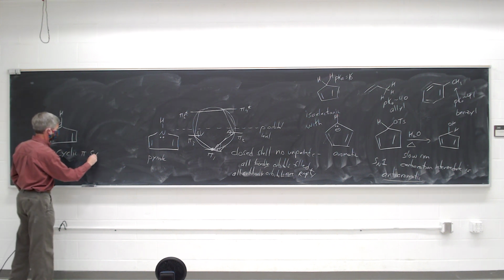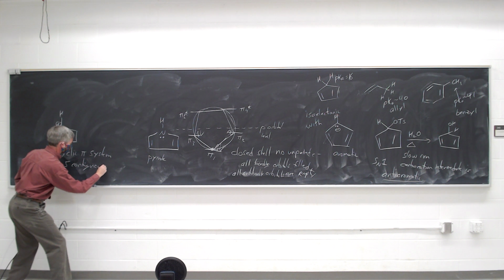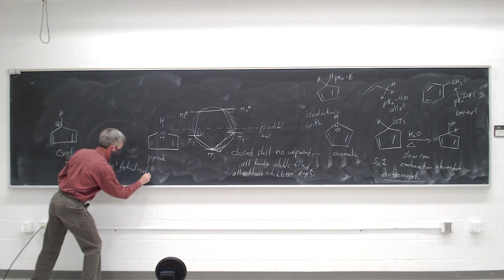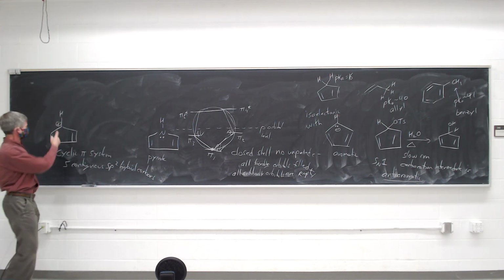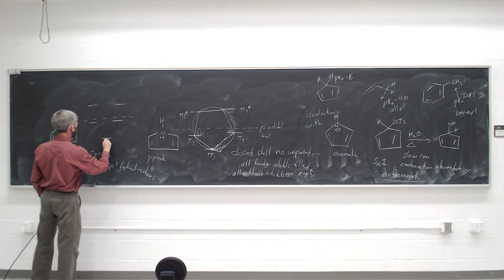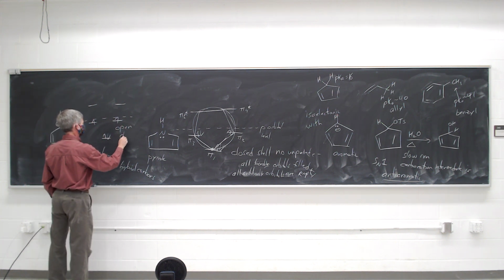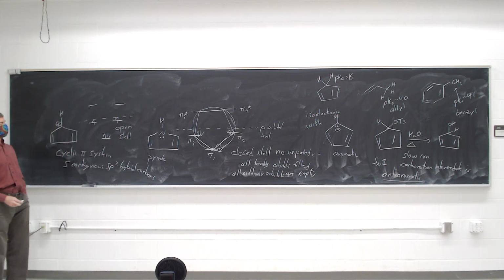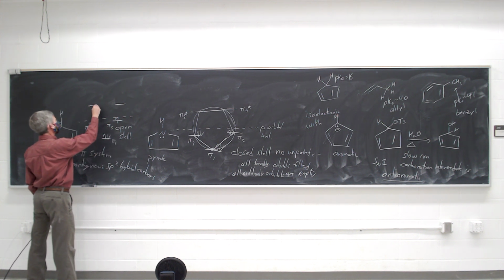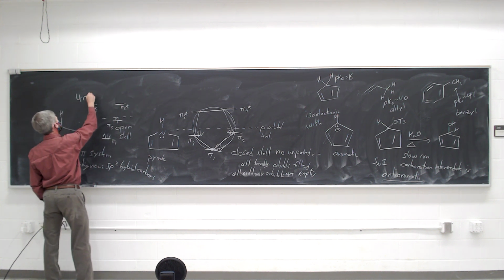It's a cyclic pi system. We have 5 contiguous sp2 hybridized carbons. But the energy diagram doesn't have a closed shell. It has 2 unpaired electrons because pi 2 and pi 3 are now only half filled. It has 4n pi electrons.